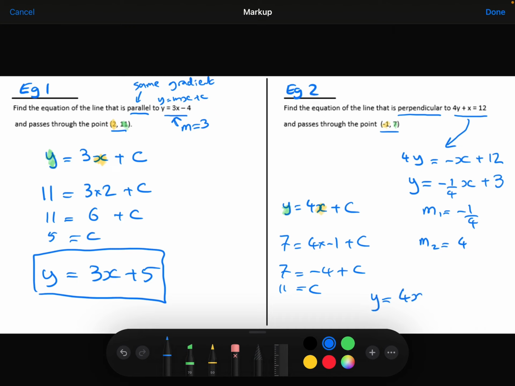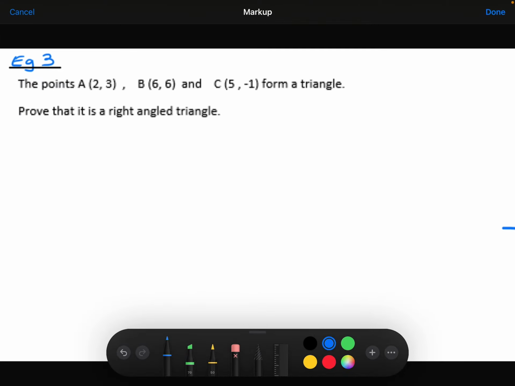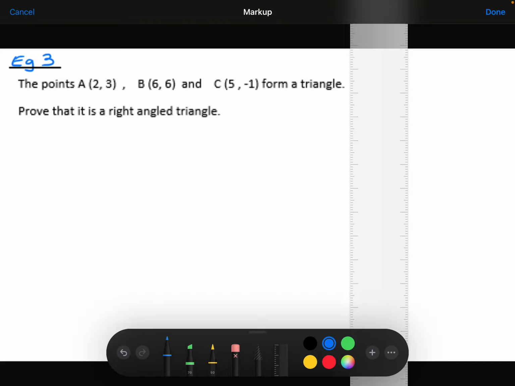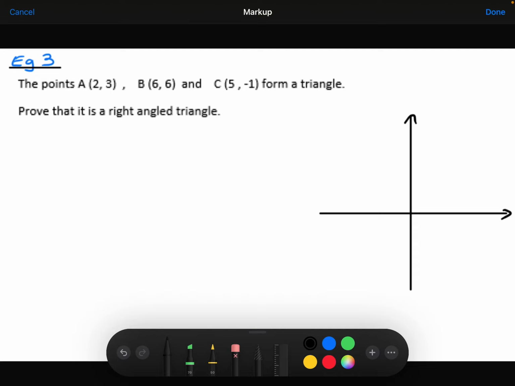Third example. We've been given 3 coordinates A, B and C, and we're told that they form a triangle. We need to prove that this is a right-angled triangle. Now, just to help me explain this, I'm going to draw a little sketch. With coordinate geometry questions, often they can seem quite difficult to begin with, but once you've drawn a sketch and you can visualise what's happening, it becomes easier.